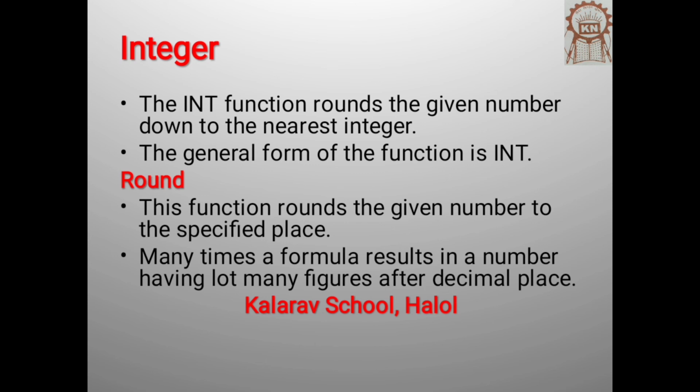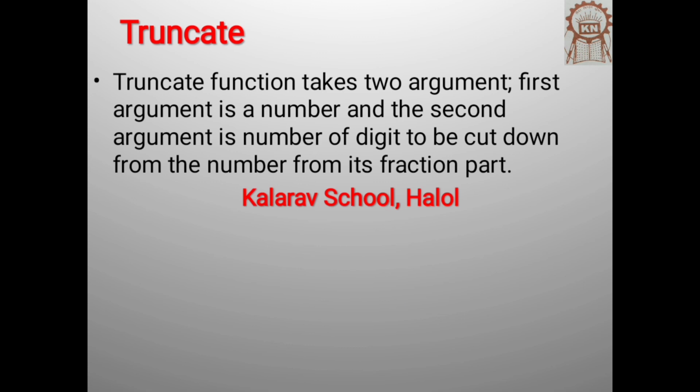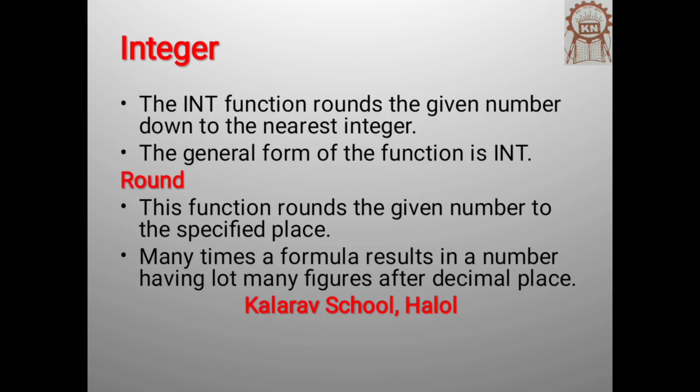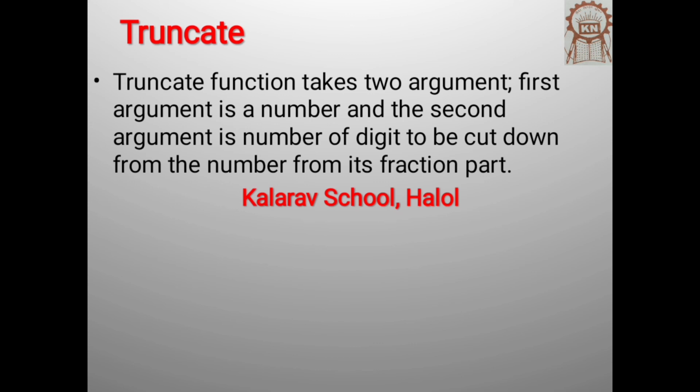Next, round. This function rounds the given number to the specified place. Many times a formula results in a number having many figures after the decimal place. An example of such a number is 12.6546. If you want only two digits after the decimal point, obviously you cannot cut the number. You have to round it. The number 12.6546 is rounded to 12.65.